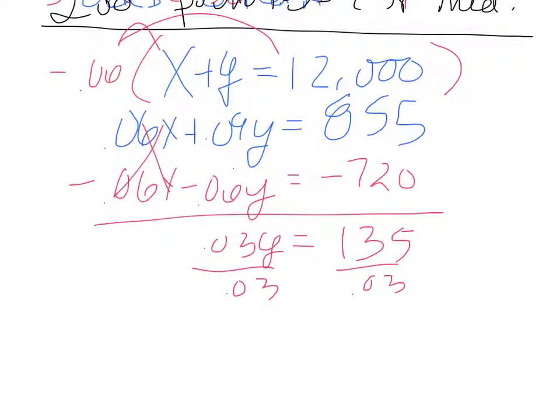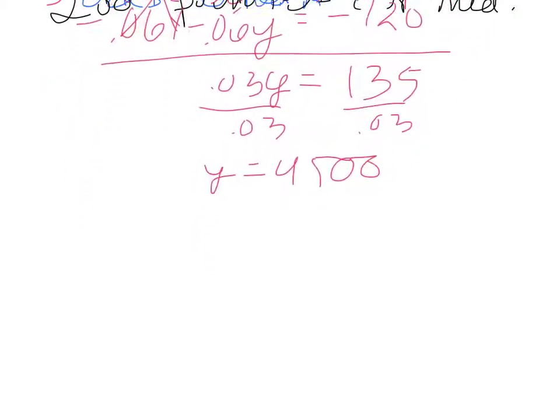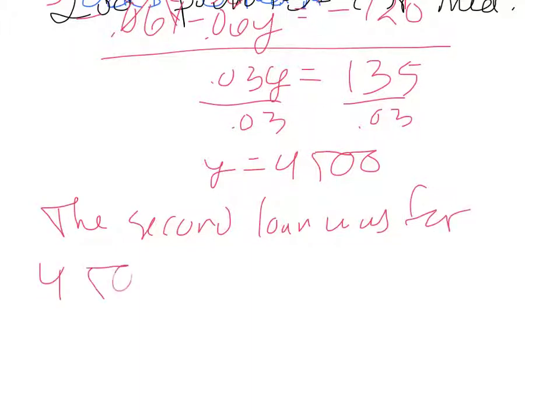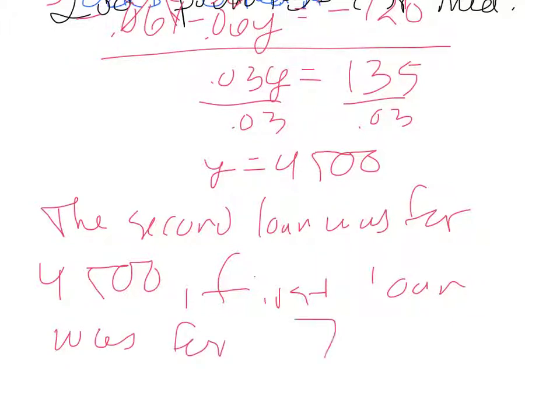And we get y equals $4,500. So that tells us the second loan was for $4,500. And the first loan, because we had $12,000 total, if we take the $4,500 away from the $12,000, we're going to get the first loan was for $7,500. So that's how you solve those. See you next time for the next setups of the problems.